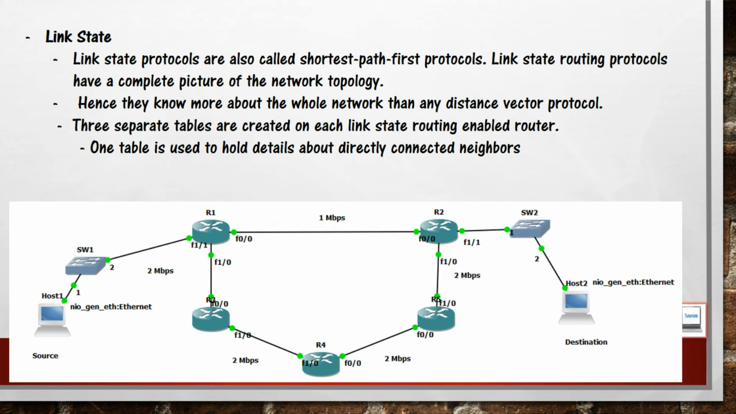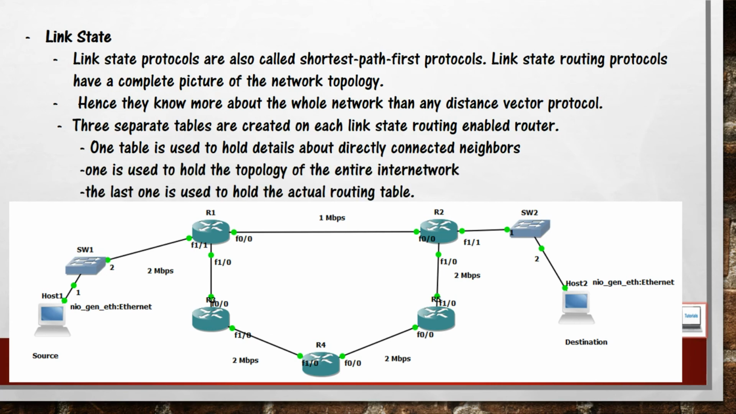Generally, it maintains three tables: routing table, topology table, and neighbor table. The neighbor table contains information about directly connected neighbors, like in this diagram. The neighbor table of R1 contains information about R2 and R3. The topology table contains the complete picture of the entire internetwork. As you can see in this diagram, this router R1 has two paths to forward the traffic towards the destination.